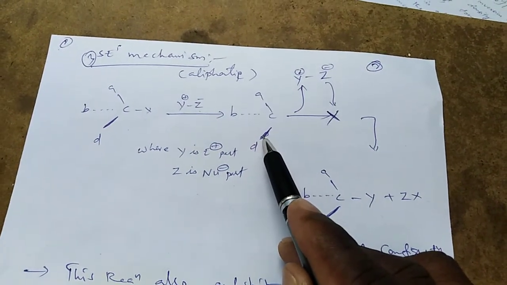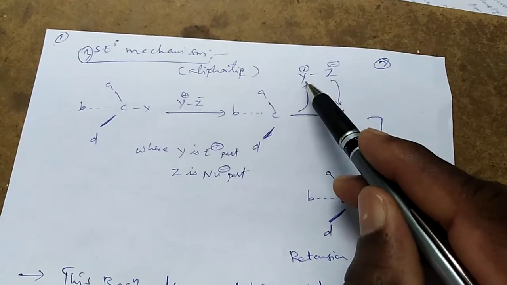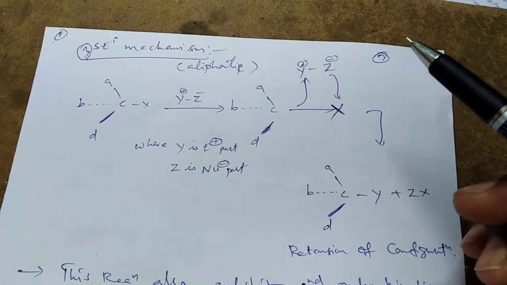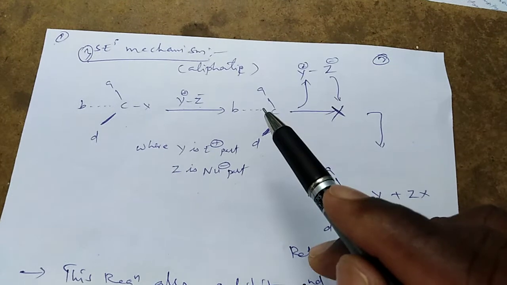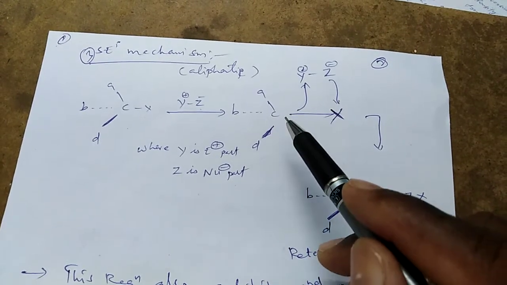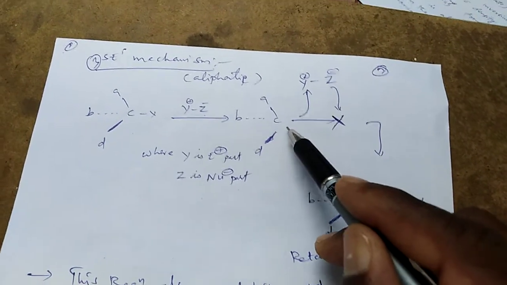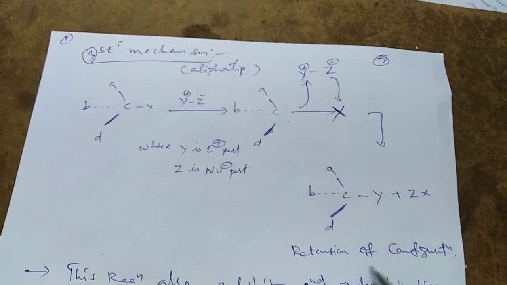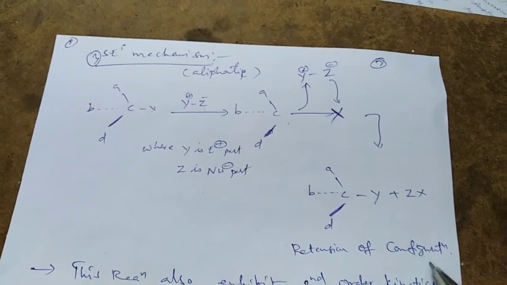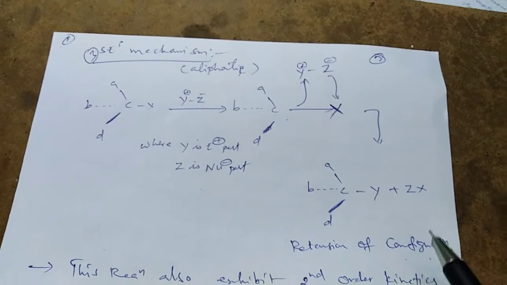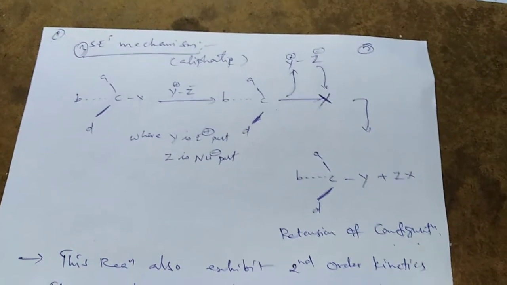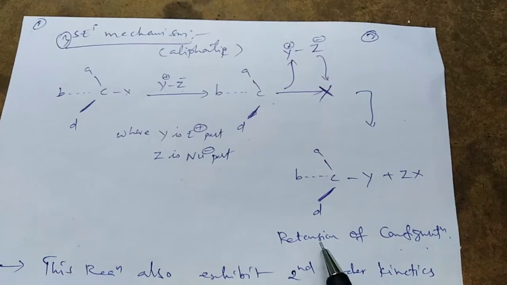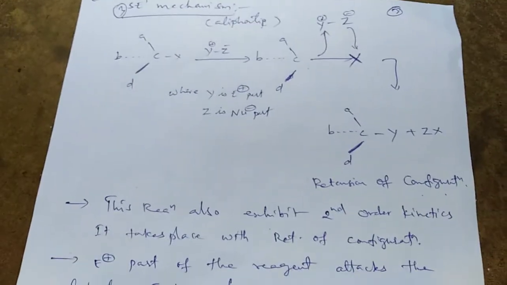Where Y place means electrophile is attacking from the front side of the carbon. It gives retention of configuration. It means exactly the electrophile substituted by another electrophile in the same position is called retention of the configuration.